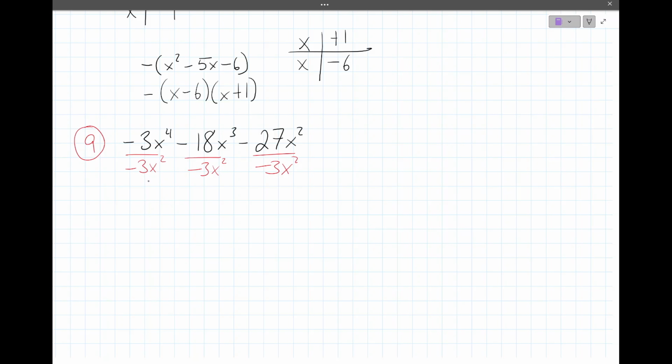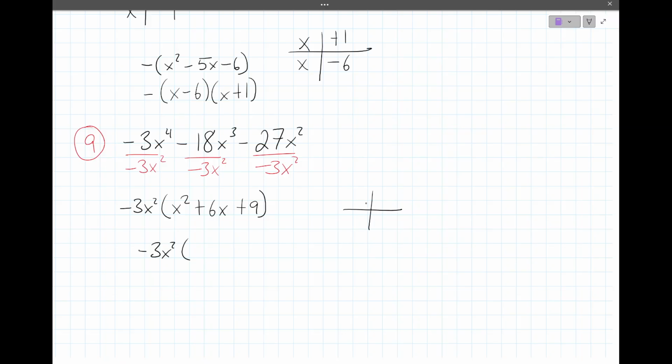If I take negative 3x squared out, I'm going to get x squared up front. Negative 18 divided by negative 3 is positive 6. x cubed divided by x squared is x. And negative 27 divided by negative 3 is positive 9. x squared divided by x squared is 1. Hey, so now I found a square in there. So I found something I can factor.